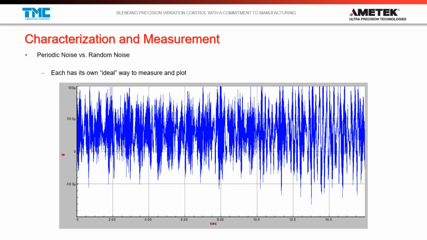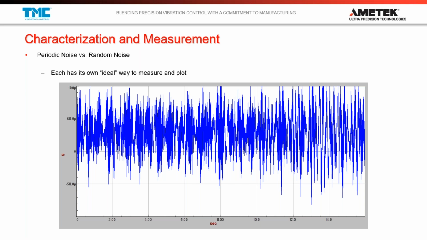The human eye is very good at picking up patterns, and if I was feeling really ambitious, I'd go through this and pick the peaks, maybe count that there are 30 or 60 peaks in a 1 second period, and identify that I might have a 60 hertz noise source or something like that.